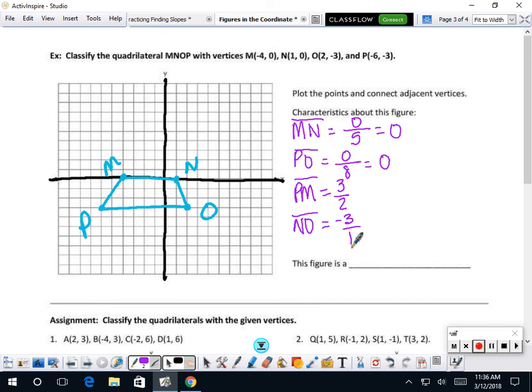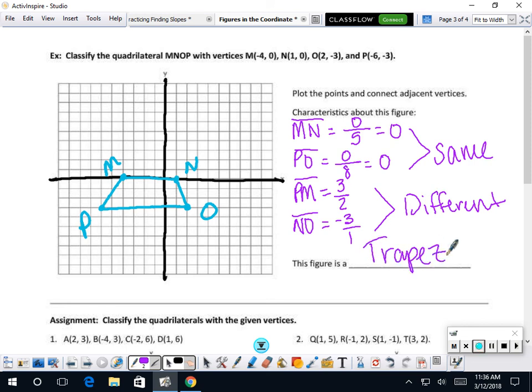So in this case, MN and PO had the same slope. They were both 0. But my other two lines are not the same slope. They're different, whether they have different numbers, different slopes entirely, or just the signs are different. What I want you to notice is 2 will be the same and 2 will not be the same. When we have this case, then this figure here will be a trapezoid. And based on the slopes, that's how we classify our figures.